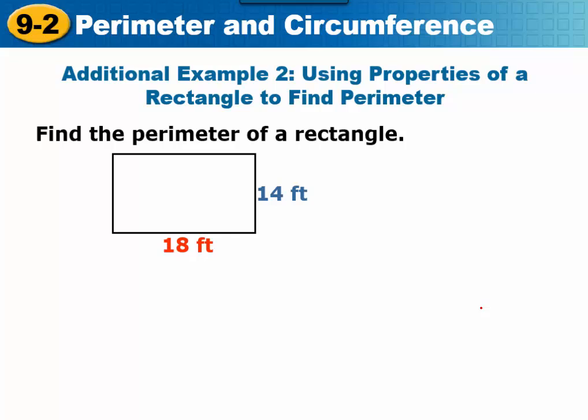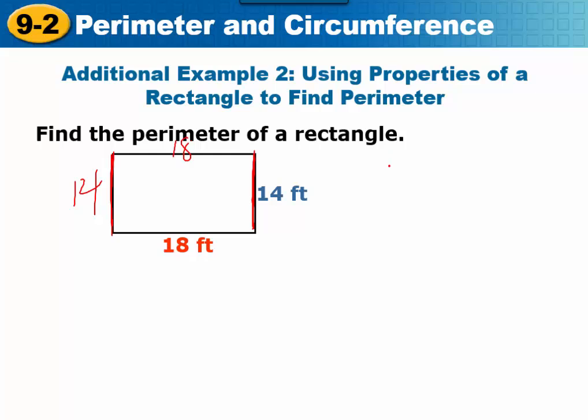What if I gave you a rectangle like this instead of a triangle, and I only gave you 2 of the sides? Well, what do we know about a rectangle? I hope what you know is that if this side here is 14, so is the other side. If this bottom is 18, the opposite side is also 18. So we just add these together.